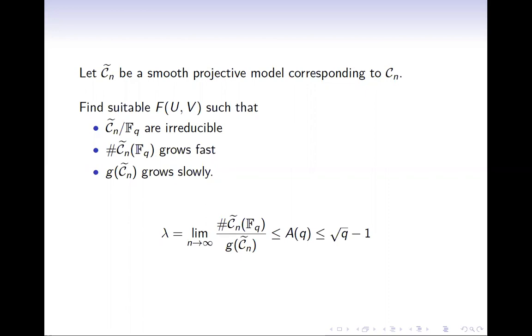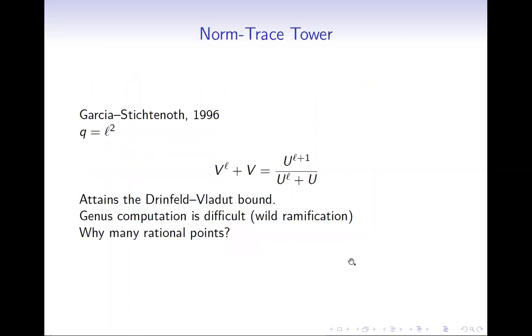And what one does is usually, just as I tried to explain a bit in the beginning for the Hermitian curve, you use kind of norm and trace expressions. So for instance, an example by Garcia and Stichtenoth from 96 is you take the F given as this expression over here. Of course, you have to clear the denominator and so on to get the polynomial. But the nice thing here is that this is the expression for the trace, this is the expression for the norm, and this is again the expression for the trace from F_q to F_l, if q is l squared.